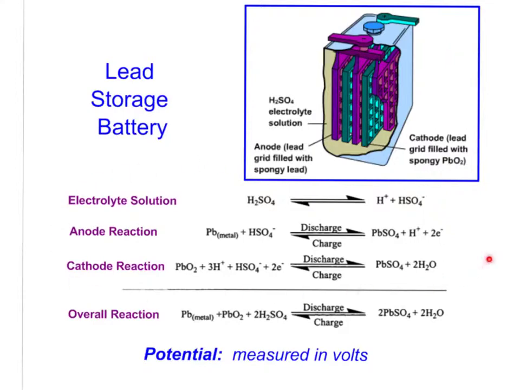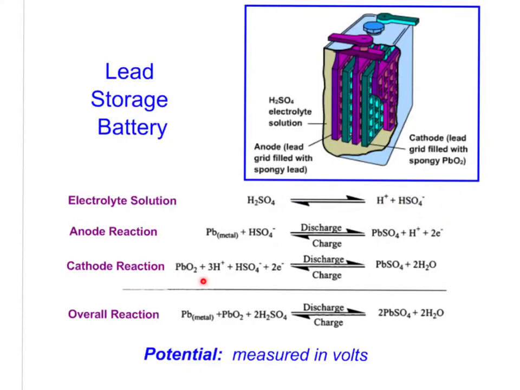This is the basic reaction that happens in a lead storage battery. The reducing agent is the lead metal, and the oxidizing agent is this lead 4 oxide right here. In the lead storage battery, it is the sulfuric acid that provides the electrolyte solution. That electrolyte solution is what gives these half reactions the necessary materials. Right here, it gives the hydrogen sulfate ion and the proton ions for the cathode reaction as well.